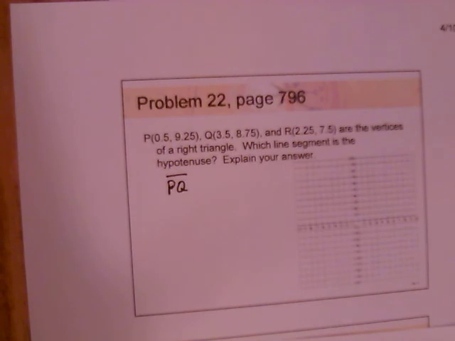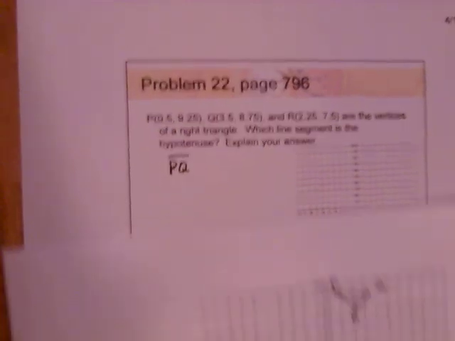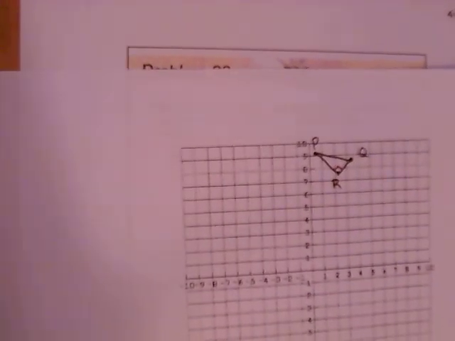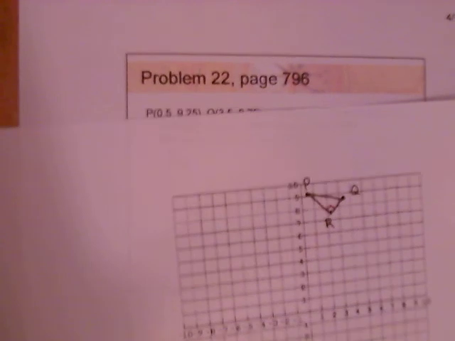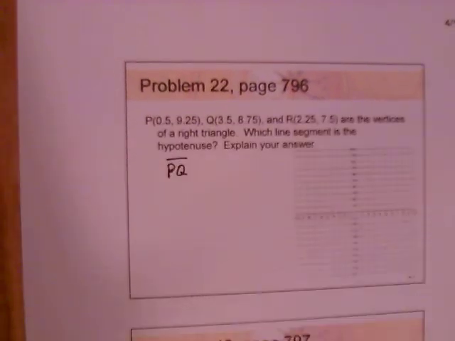There are some properties dealing with geometry that you probably need to know that were in other sections in chapter 11. So here, the largest angle is always opposite the longest side, and the longest side is always opposite the largest angle. So PQ is the hypotenuse.